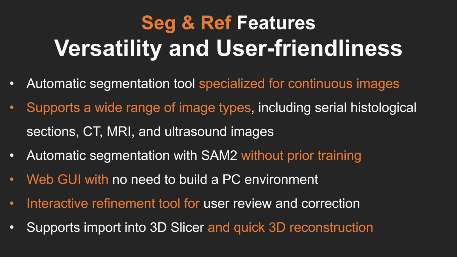In addition, an interactive refinement tool is also provided. Although it is possible to use the results of the segmentation performed by the AI as they are, in research, it is important to check and correct them with your own eyes. For this reason, we have prepared intuitive correction tools. Furthermore, after segmentation, it is possible to easily reconstruct 3D images using the free software called 3D Slicer. It is also compatible with other 3D reconstruction software and can be imported and used.